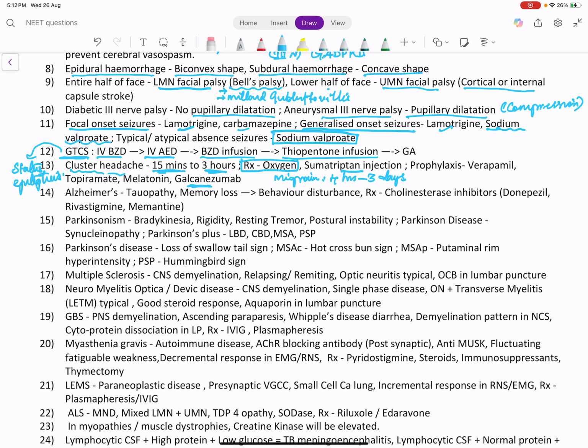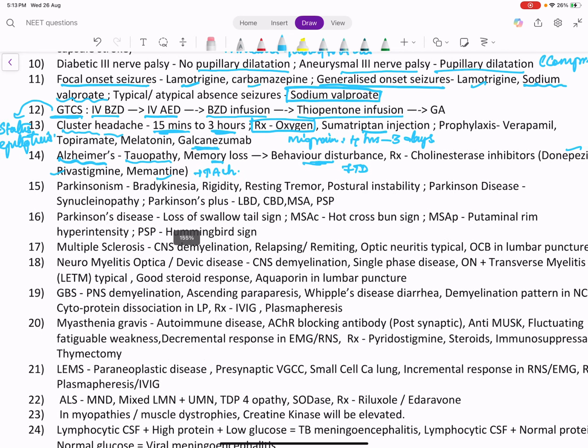Coming to the neurodegenerative diseases, Alzheimer's disease is a tauopathy. It progresses as memory loss followed by behavioral disturbances. This is important because if behavioral disturbance comes first, we have to think of frontotemporal dementia. Treatment for Alzheimer's is cholinesterase inhibitors, that is donepezil, rivastigmine, and memantine. They increase acetylcholine in the brain, thus helping with memory.